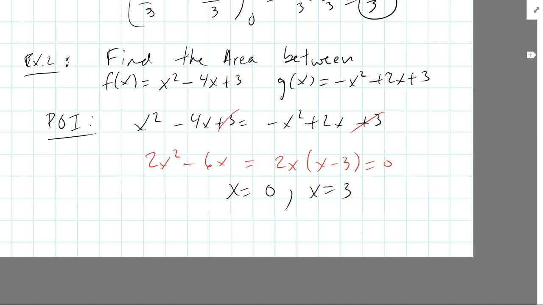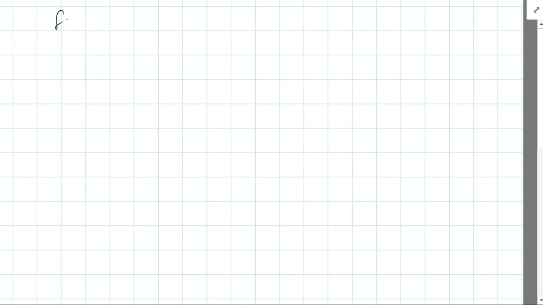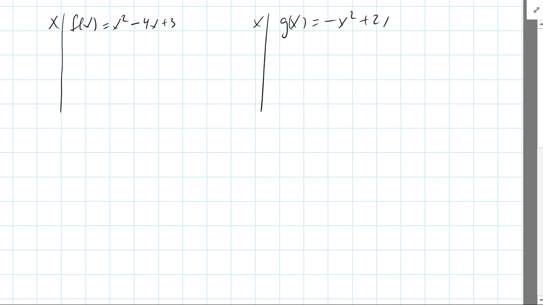Can I change pages now? I'm going to. So where did I get to? So let's look at this. I'm going to do an XY table. So I'm going to have an x, f of x, which is equal to x squared minus 4x plus 3, and then an x, g of x, which equals negative x squared plus 2x plus 3, right? I know that I'm going between 0 and 3. Those are the points of intersection. So I'm going to start at 0 for both of them, and I'm going to go to 3. So I'm going 0, 1, 2, 3.